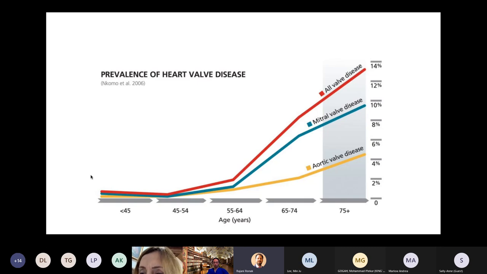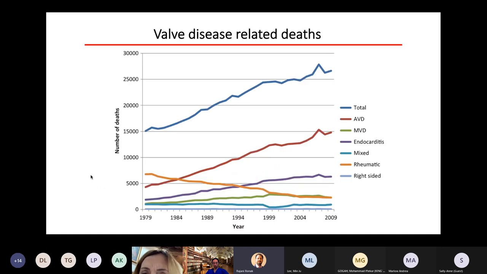Once you get above the age of 75, up to about 7.5% of patients will have significant mitral valve disease, largely mitral valve regurgitation, but also a significant proportion of patients will have significant or severe aortic valve disease. About 3.5% of patients above the age of 75 will have severe aortic stenosis. A number of these patients, both with mitral and aortic valve disease, will remain undetected until they become manifest with overt clinical symptoms.